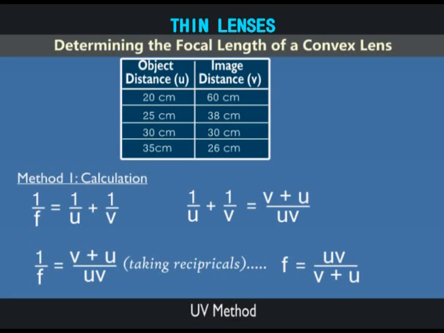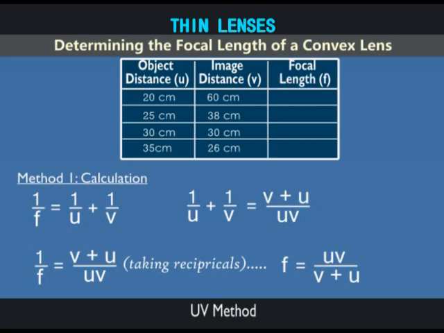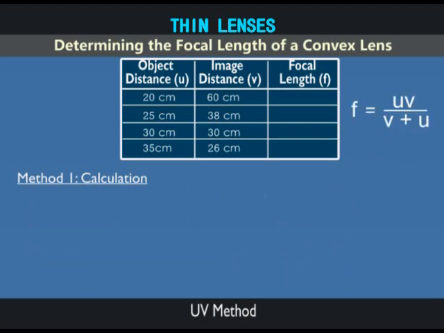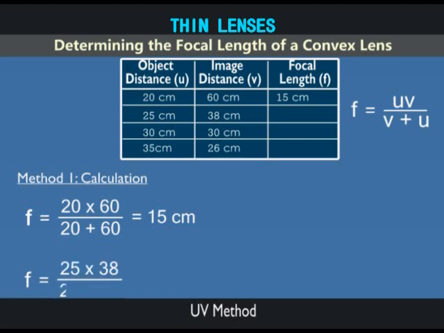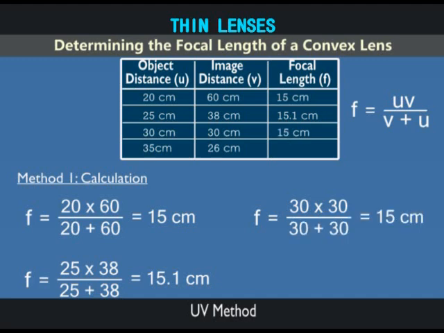So on the table, we form another column for f equal to uv over v plus u and calculate the values. For the first row, we have 20 times 60 over 20 plus 60, which gives us 15. For the second row, 25 times 38 over 25 plus 38 gives us 15.1. Third row, 30 times 30 over 30 plus 30 gives us 15. And finally, the fourth row, 35 times 26 over 35 plus 26 gives us 14.9.